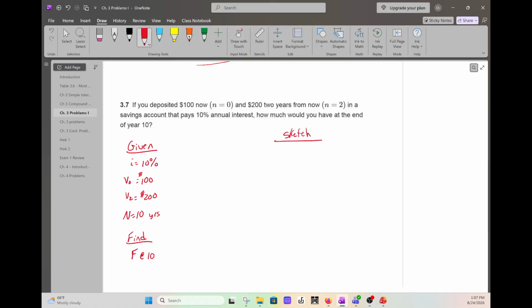Here's our sketch. And we have 0, 1, 2, 3, 4, 5, 6, 7, 8, 9, 10. I'll just keep them consistent. And this is what we're looking for. So we have 100, so V naught, and this is double. This is V2. So here's our cash flow diagram. We have a given, find, sketch. And what we're going to do is bring these two values to the future at 10 years.